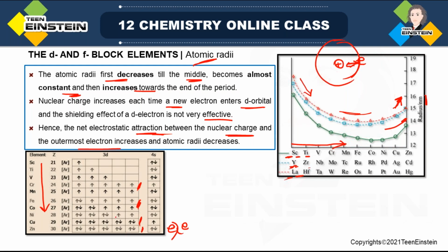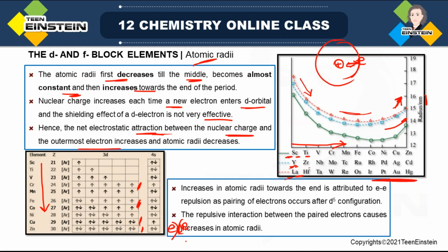Now there will be electron-electron repulsion. This type of repulsion is not very high up to the middle part, but as you are moving towards the other extreme, that is the right hand side, now the electron repulsion factor also you have to consider. This electron repulsion will be so high that they will try to move apart from each other, and as a result atomic radii will increase. So at the right hand side extreme, now size is increasing. So the increase in atomic radii towards the end is because of the electron repulsion.